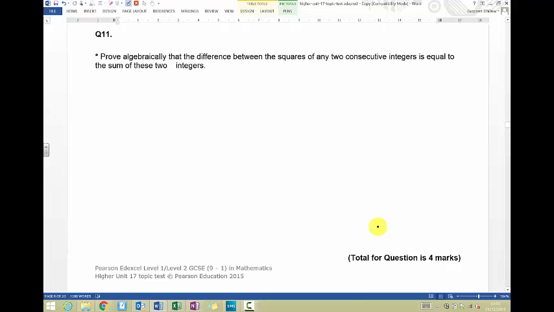Okay, so these, you can see it's a hard one. Prove algebraically that the difference between the square of any two consecutive integers is equal to the sum of the two integers. So consecutive integers, well, if we call one of them n, consecutive means the one next to it, so we'd have to call that n plus 1.